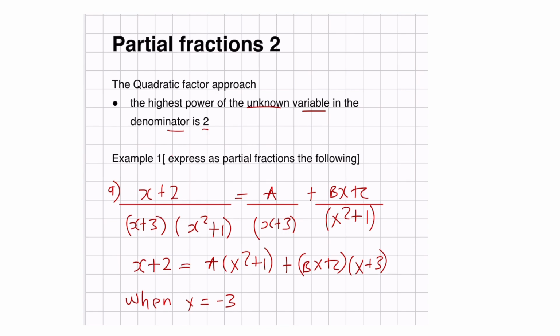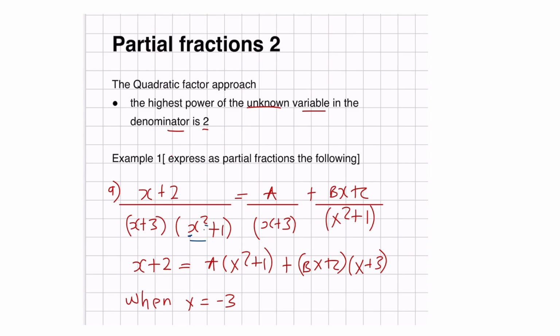So the first expression that we have here is x plus 2 over x plus 3 in brackets, x squared plus 1. So we have got to put this into partial fractions. So the highest power of the unknown variable in the denominator, which is our x here, right, is 2. Please take note. So it means that we are able to use the quadratic factor approach.